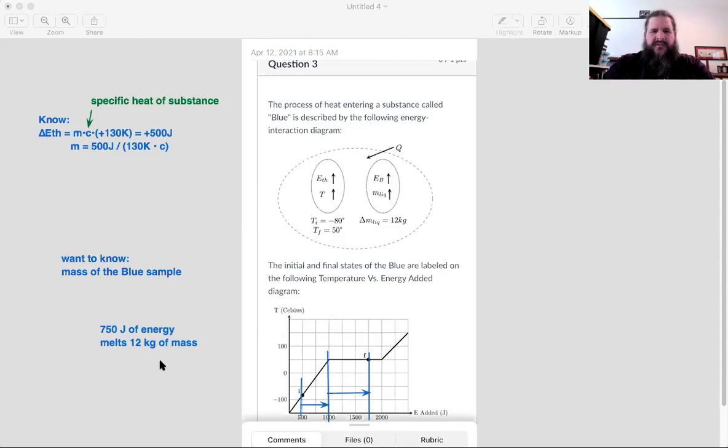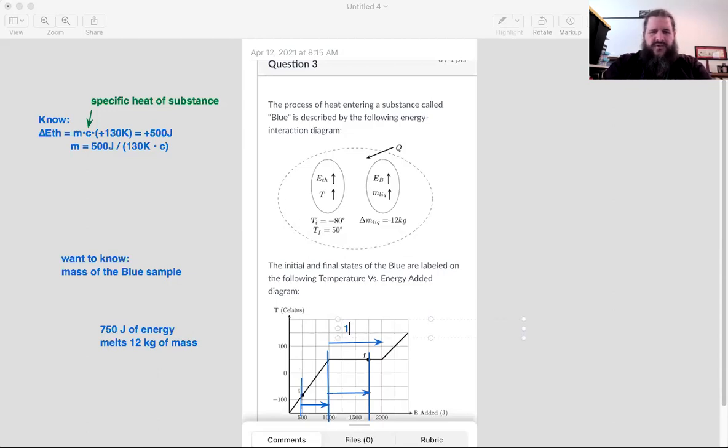So we could set up a delta M times delta H and maybe solve for delta H. But the thing is that it still doesn't tell us the total mass. That just tells us how much energy it takes to melt only 12 kilograms. But take a close look at this graph. If we go 750 joules, we're only going most of the way to this corner. If we went all the way to this corner, what would we be doing? How much energy is that?